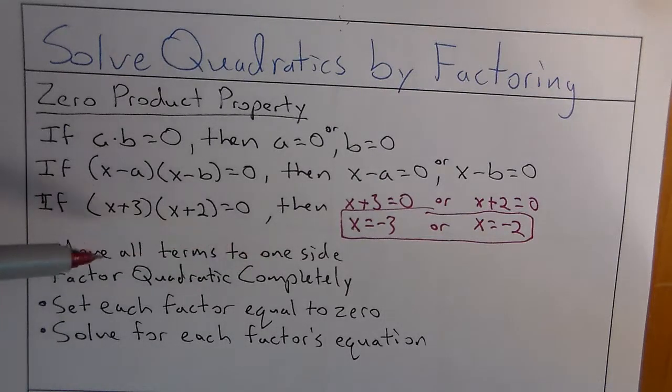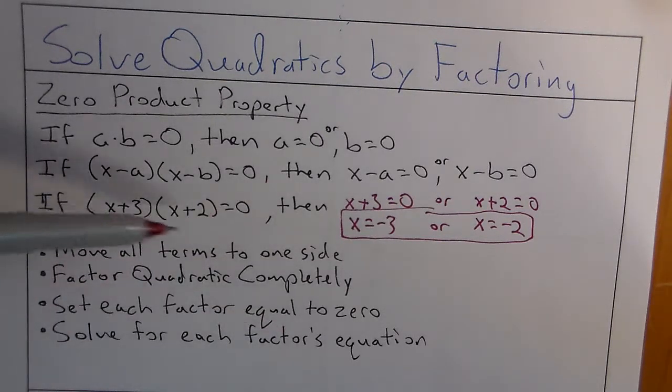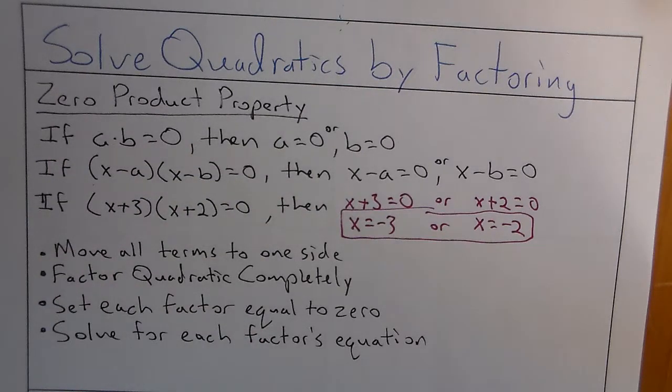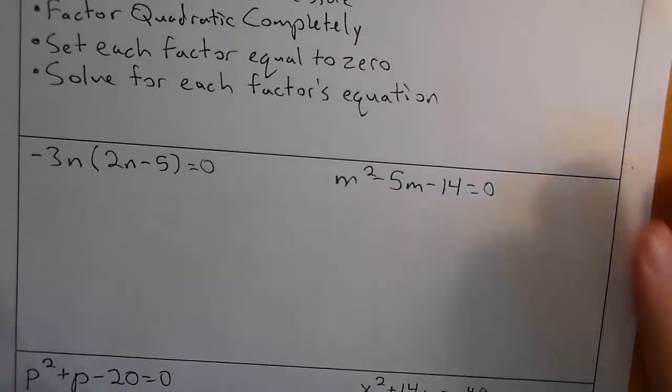We want to make sure all terms are on the same side. A few of them that we see may not be the case. We want to factor the quadratics completely. We want to set each factor equal to 0, like we did here. And then we're going to solve for each of the factors' equations to get our solutions. So let's move down to some basic ones.